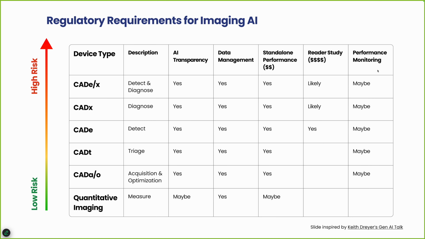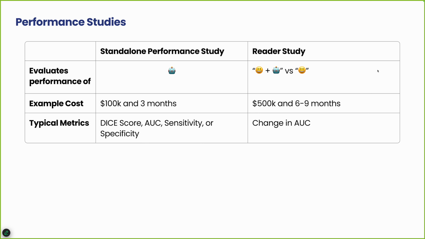So, zooming into the performance studies, we have standalone performance studies and reader studies, and they really have a different purpose. The standalone performance study is meant to analyze the performance of the AI on its own, whereas the reader studies compare the human and the AI working together versus just the human.